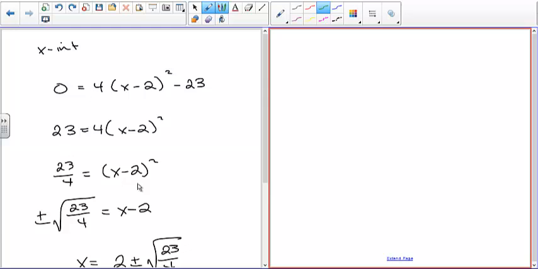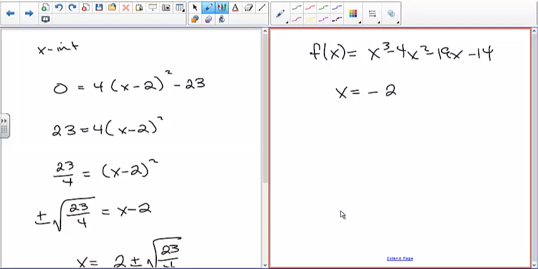And you're going to end up with some kind of square root thing, so don't be surprised. Okay, I'm going to give you a third order polynomial. And I'm going to give you one zero. So I'm going to say x is equal to -2. And then I'm going to ask you to find the other zeros. So what that means is you're going to use synthetic division to divide this by essentially x plus 2.